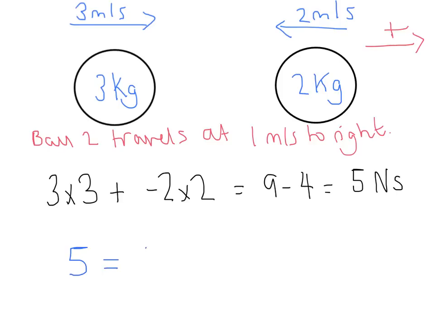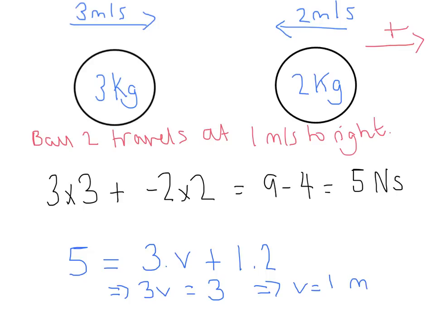Now we know the mass of ball 1 is 3, but what we don't know is its velocity, so I'm going to call that v. And because it says to the right, we know we're going to have a positive number, 1 times 2. So what we've got is 5 equals 3v plus 2. If we rearrange that, we've got 3v equals 5 minus 2, which equals 3. Oh, this has come out really nicely. And that must mean that v is equal to 1 meter per second.